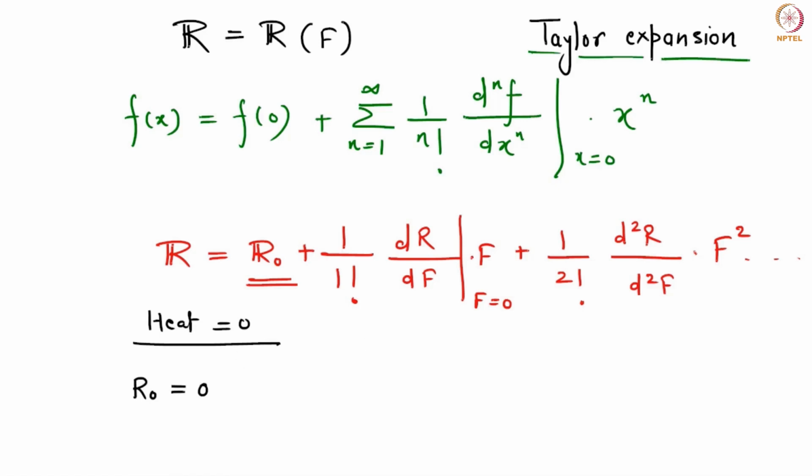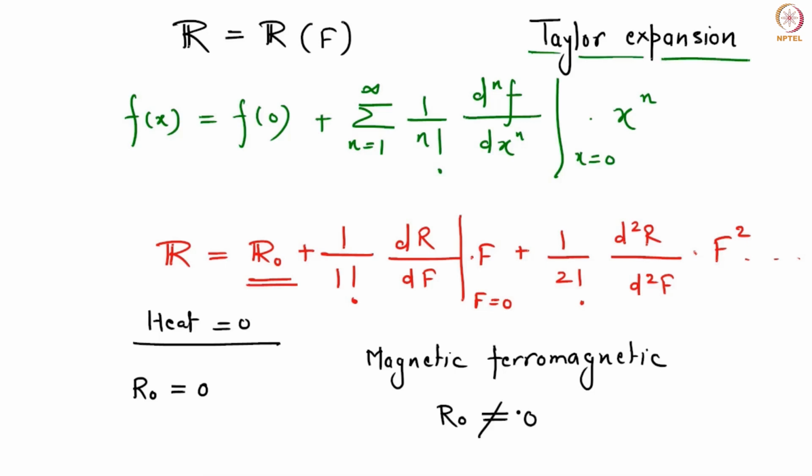However, if we take another example, let's say magnetic properties of iron or any ferromagnetic material. For any ferromagnetic material, even when there is no external magnetic field applied, there is some R0 value. So it is a non-zero value. Okay, so these are the two types of responses that you can get when there is no external field.